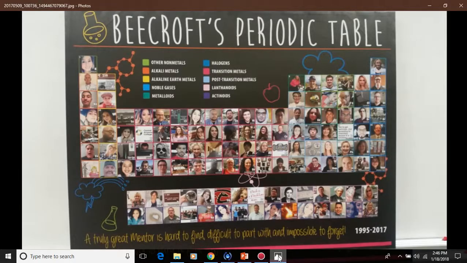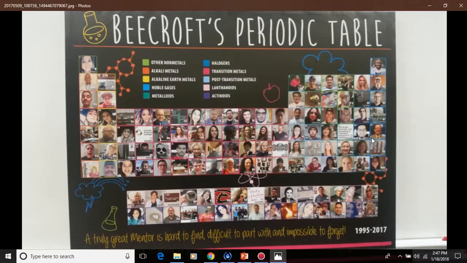So here we have Beecroft's periodic table. This was a big thing that my students made for me when I retired, with their faces in all the different elements' places. So yeah, that was pretty exciting.